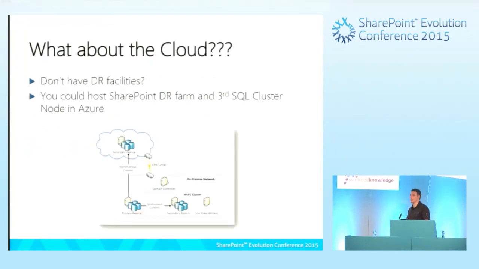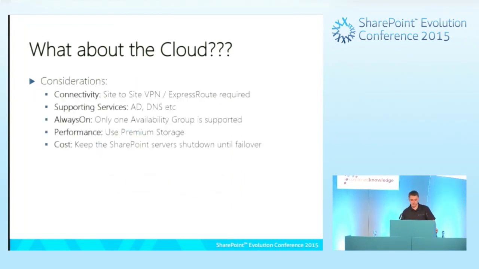Now, this is in the cloud track, and I'm about 55 minutes in, and I've got a very little bit about the cloud at the end. So say, for example, you don't have disaster recovery facilities, and you may be looking at using a cloud-hosted provider, such as Azure, to provide DR capabilities. What you could do is host your SharePoint disaster recovery farm and third SQL cluster node in Azure. Now, there are some considerations for this. The key one is that you need to have permanent connectivity to Azure from your on-premise environment, either via a site-to-site VPN or ExpressRoute, if you've got that configured.